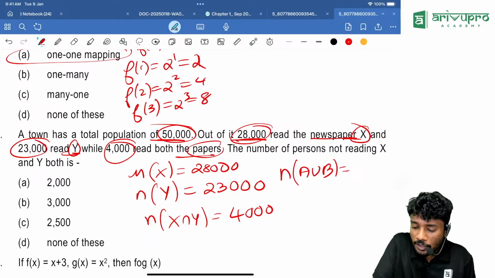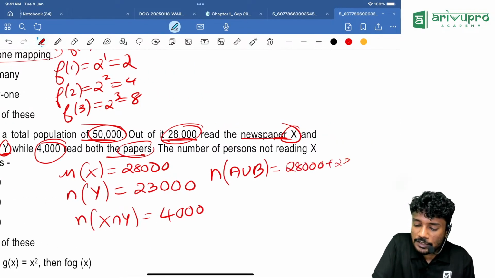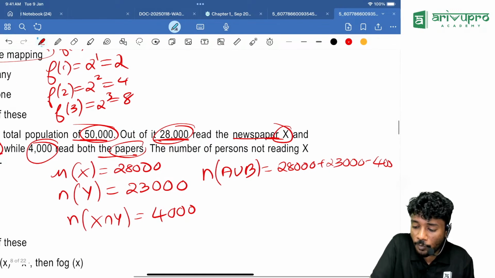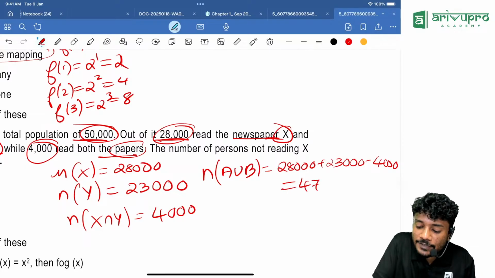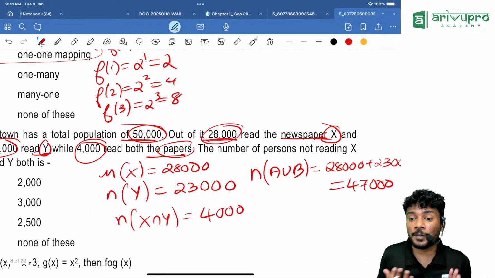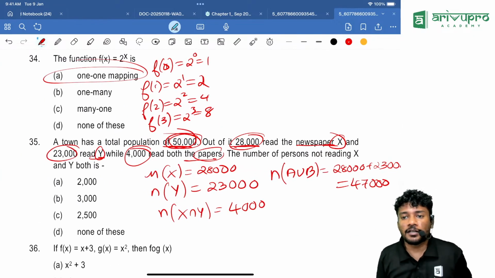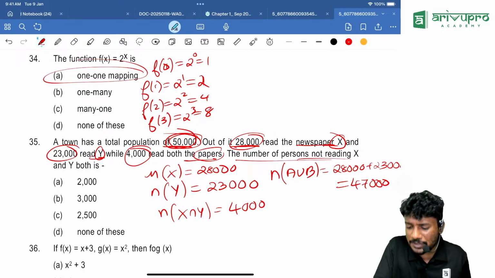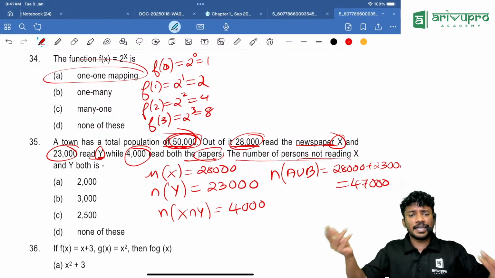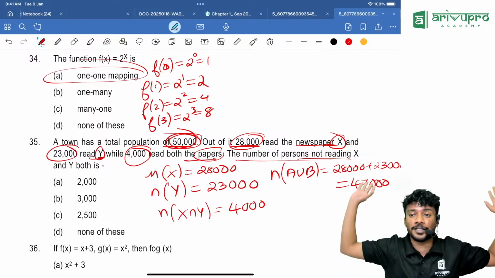How much is it? That is 28,000 plus 23,000 minus 4,000. General formula. How much is it? 47,000. Correct? Yes. That means people reading newspaper is 47,000. How many are there in total? 50,000. They are asking persons not reading both X or Y papers. That means those people who are not reading newspaper at all.